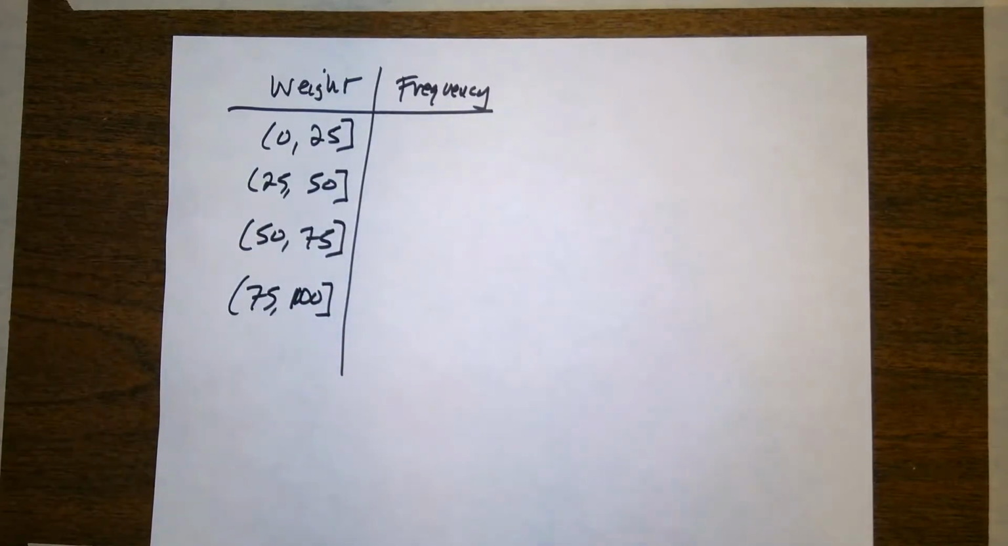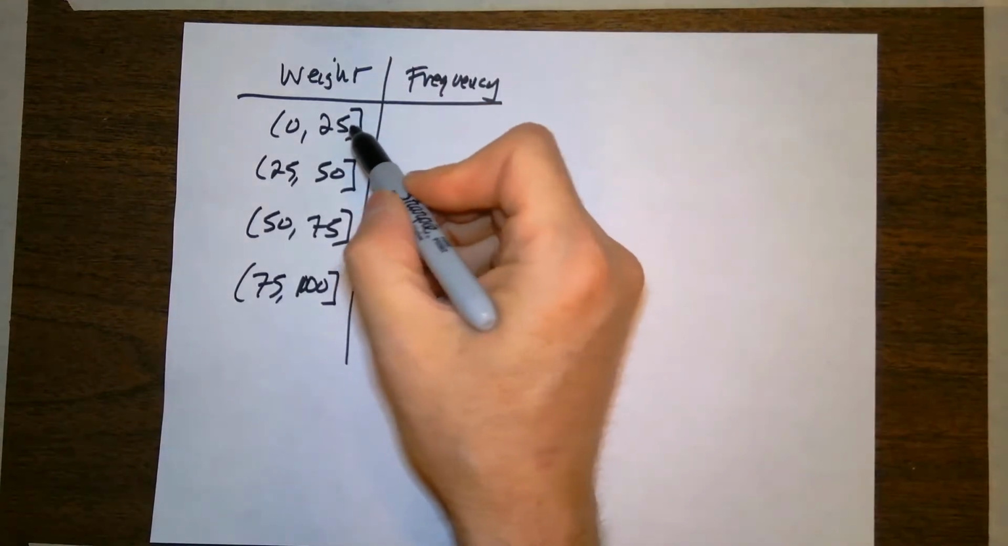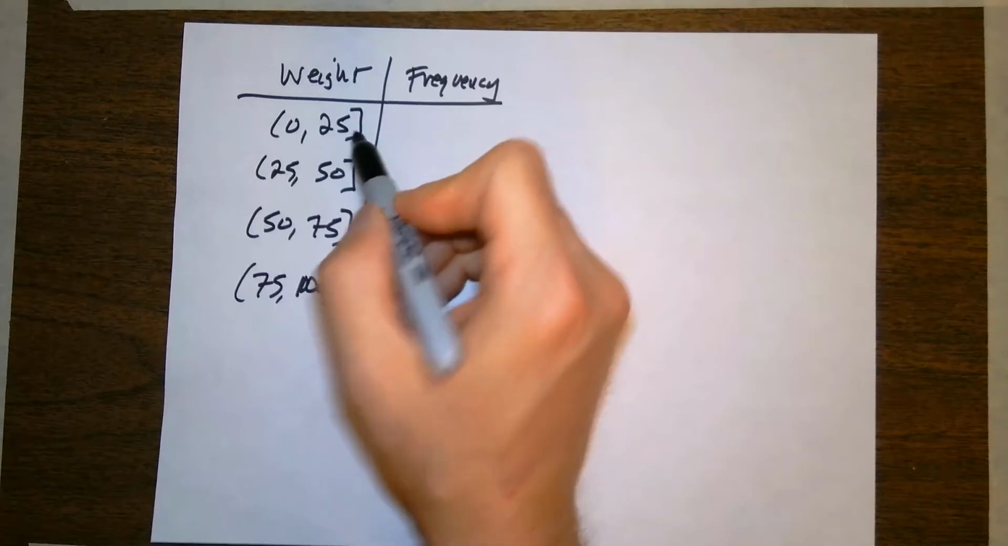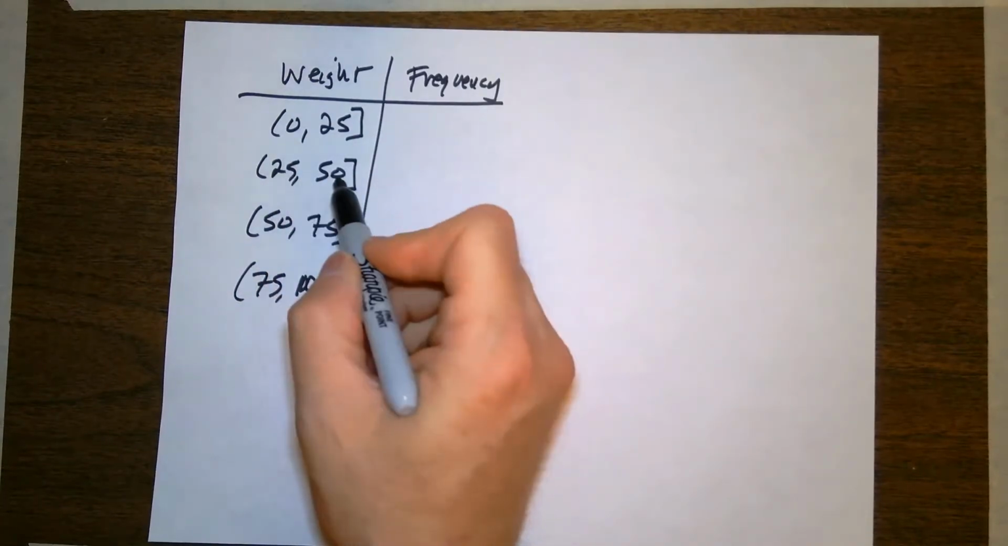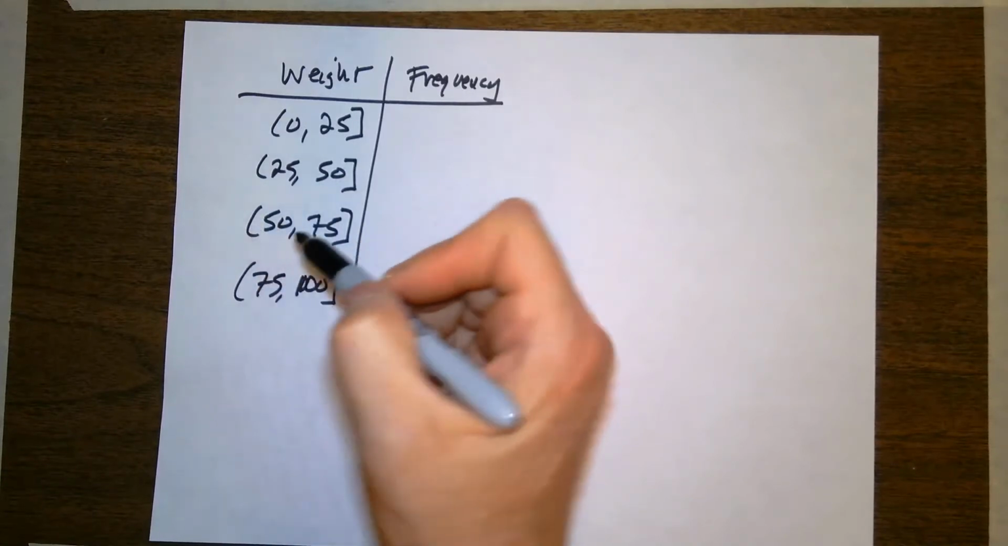Now notice, a fish can only be in one place at a time, so if the fish weighs 25 kilograms, it would be in this first class because of the bracket. Here, this would start after 25 kilograms, 25 to 50. And if the fish weighed 50, it's here. 51, it's going to be in here because of the open parenthesis.